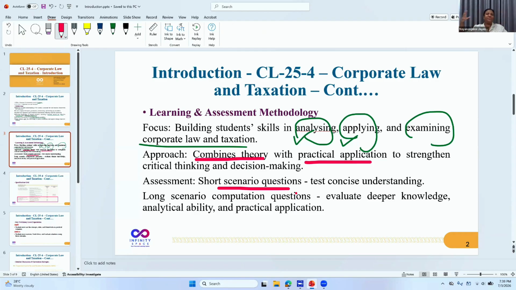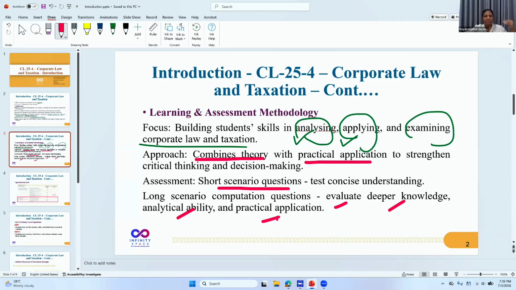That long question, out of 45, so 20% goes for that question, which is the resident company taxation question. It is again scenario based, a calculation question, not lengthy, but up to 20 marks. In that, you have to evaluate and apply your deep knowledge, analytical ability, and total practical application. This is the learning and assessment methodology it is expecting.